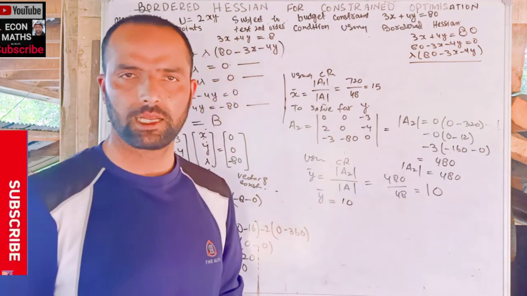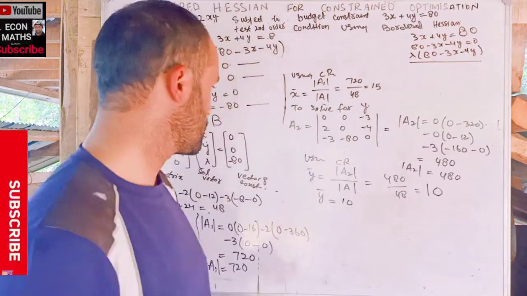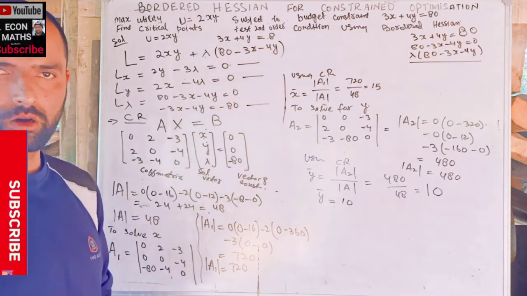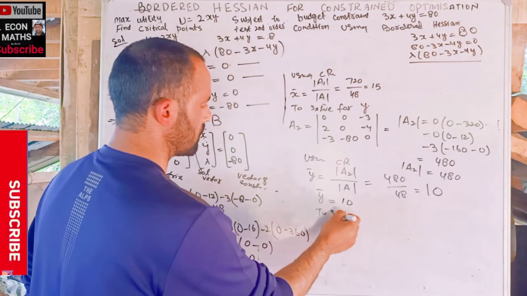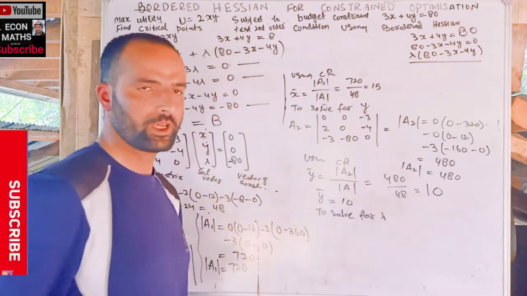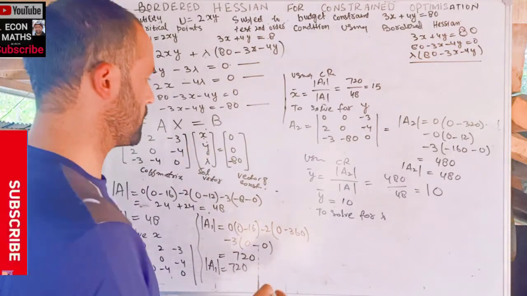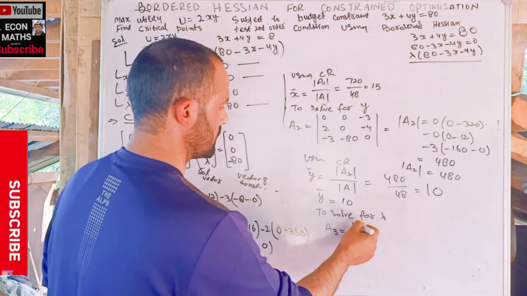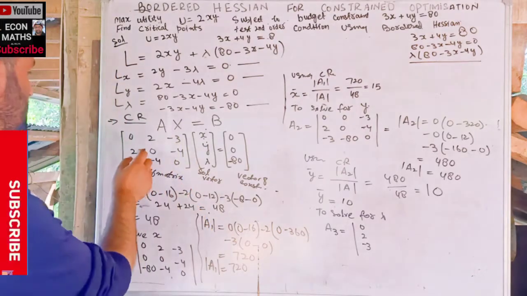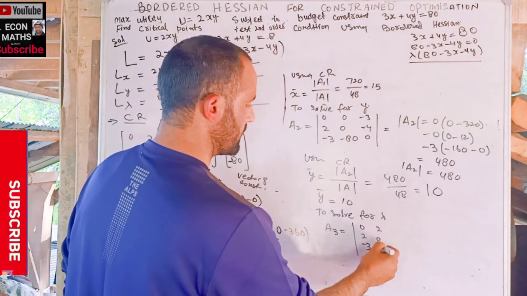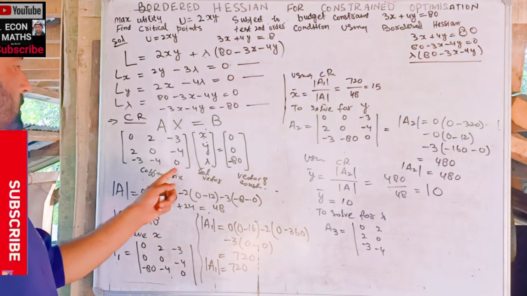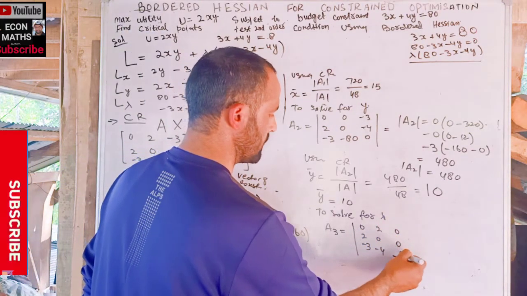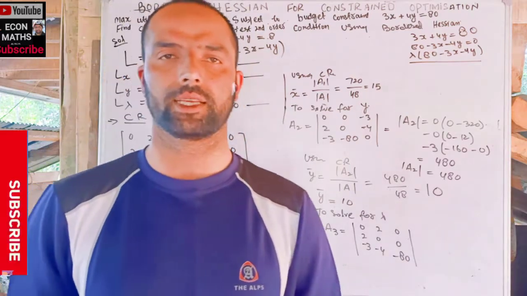Similarly, to find the optimal value of lambda, we replace the third column of the coefficient matrix with the vector of constant terms. So I will write here, to solve for lambda, we replace this with the vector of constant terms. That is our A3 is equal to, so 0, 2, minus 3 is the same, 0, minus 3 is the same, this will also remain the same, 2, 0, minus 4, and minus 3, minus 4 and 0. In place of these elements we write 0, 0, minus 80. So this is 0, 0, minus 80.